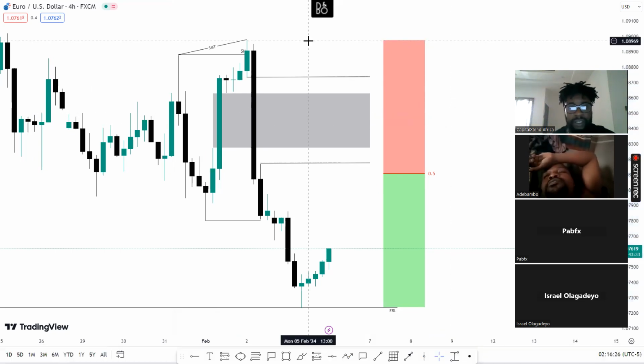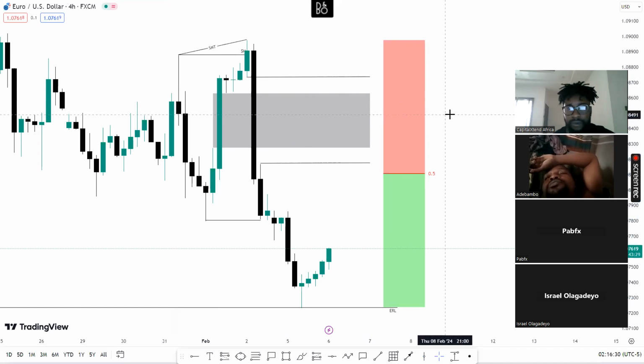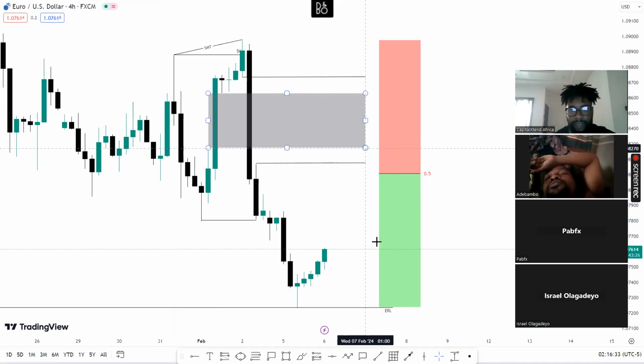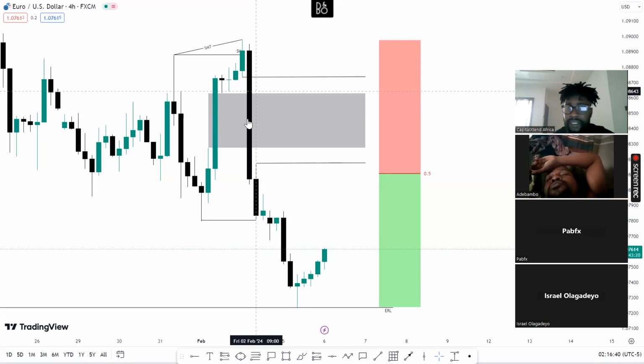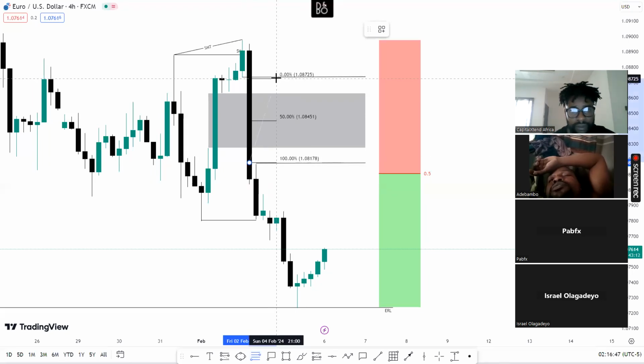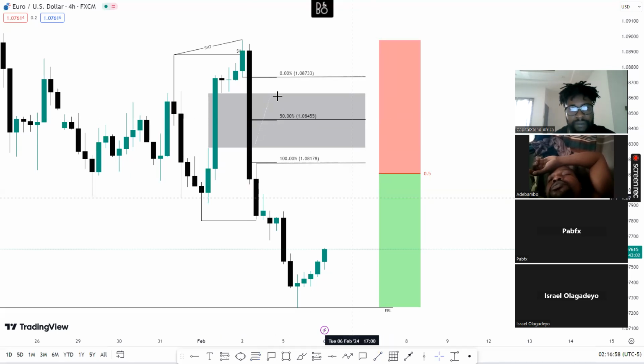Like I was saying, I'm expecting price to drop down to this premium level before we take our sales down to this external range liquidity here. And looking at this candle, we need to get the 50% of this candle, so we measure for our 50%. And yes, we have our 50% here.